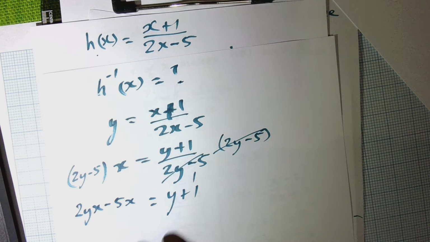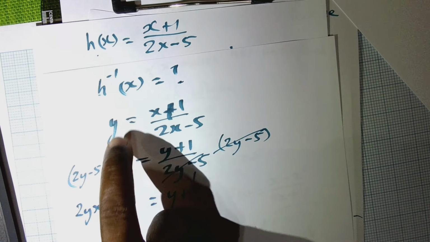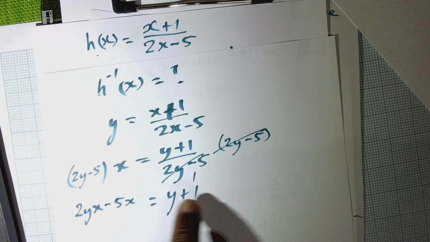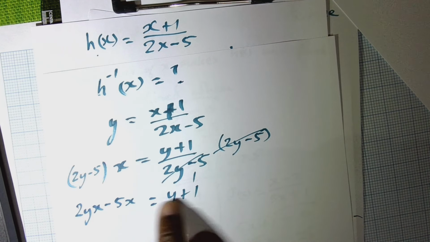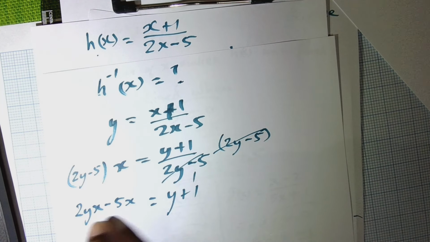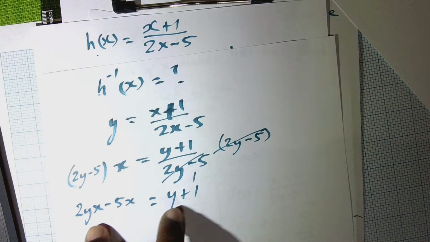Now, remember, our goal is to make y the subject, right? Change h of x to y, interchange y with x and x with y, then make y the subject. So we're still on that journey of making y the subject. But we have y in two places. Cancel out this denominator, leaving us with these guys here. So I'm going to try to get the y's together so we can make the y the subject.